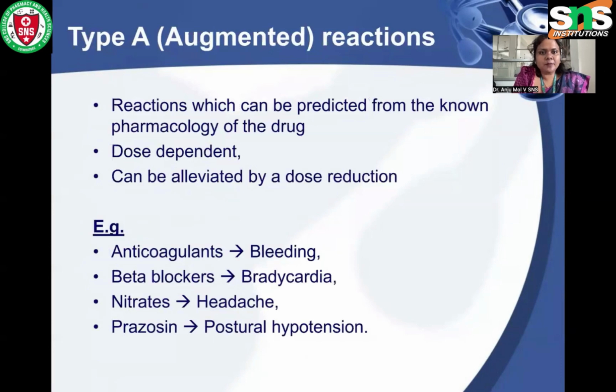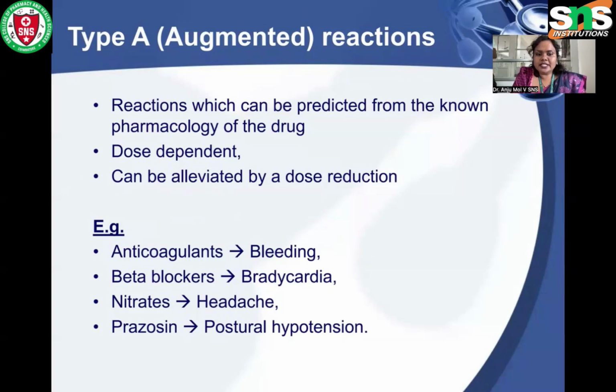Let's see what is type A, that is augmented reactions. These are reactions which can be predicted from the known pharmacology of a drug. The reaction will be absolutely dose dependent and it can be alleviated by dose reduction. What does it mean? It can be reduced. The symptoms can be reduced when we reduce the dose as well.